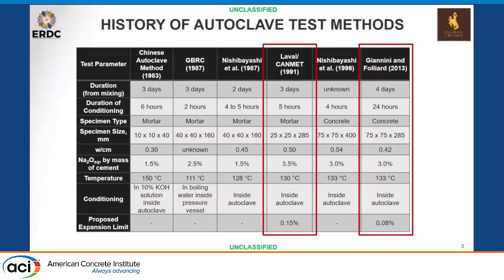So same prisms, they go inside the autoclave for 24 hours at that peak temperature, and then it's a 4-day test from mixing to results, less than a week. The proposed expansion limit for that was 0.08%. Through my dissertation work, we raised it just a little bit to 0.09% to make sure that we're keeping those non-reactive aggregates, the ones that we know are non-reactive, below the threshold. There is some inherent expansion in this test method.